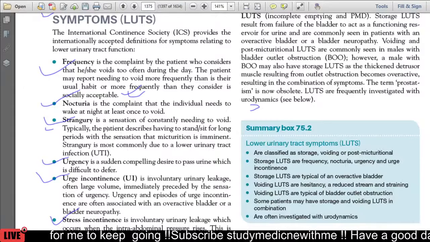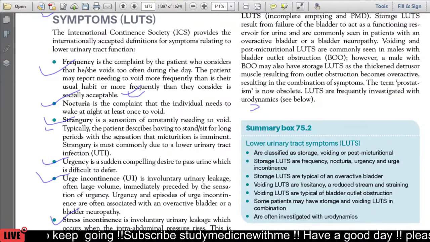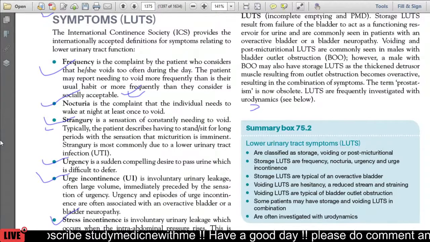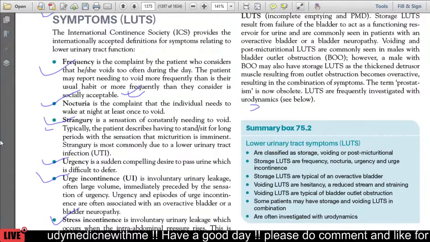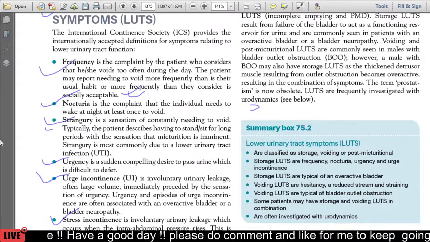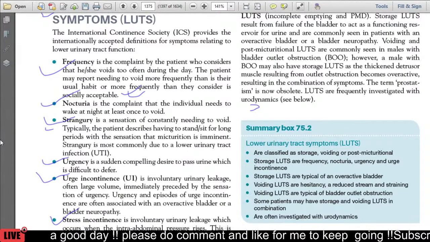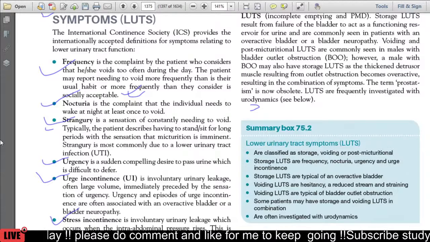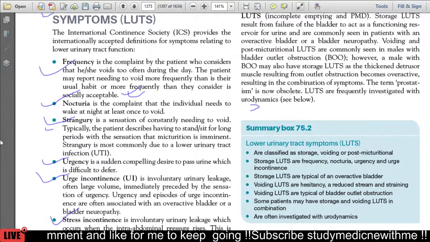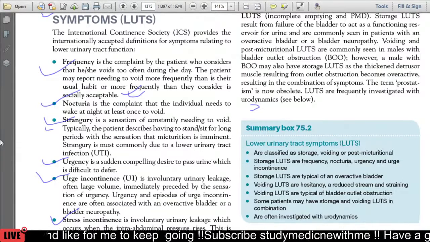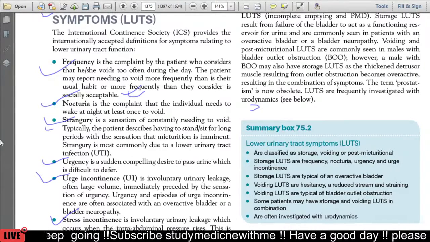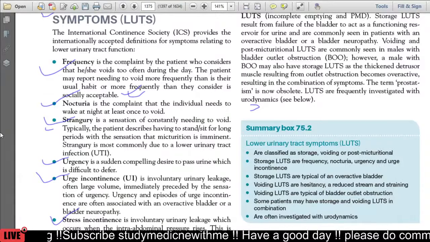So we're talking about frequency. Frequency is an increased number of micturitions, and then we go to the term nocturia, which means having a lot of urge to urinate at night. And there's something called strangury. Strangury is after the micturition, there is an incomplete void.